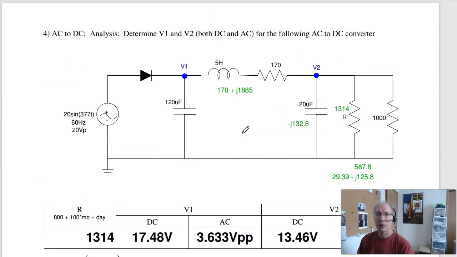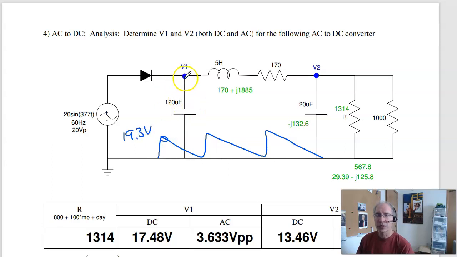Problem 4 is an AC to DC converter. I've got 2 parts, DC analysis and AC analysis. For the DC, I know the voltage of V1 is doing this. It charges, discharges, charges, discharges. The peak will be your 20 volts minus 0.7, 19.3 volts.